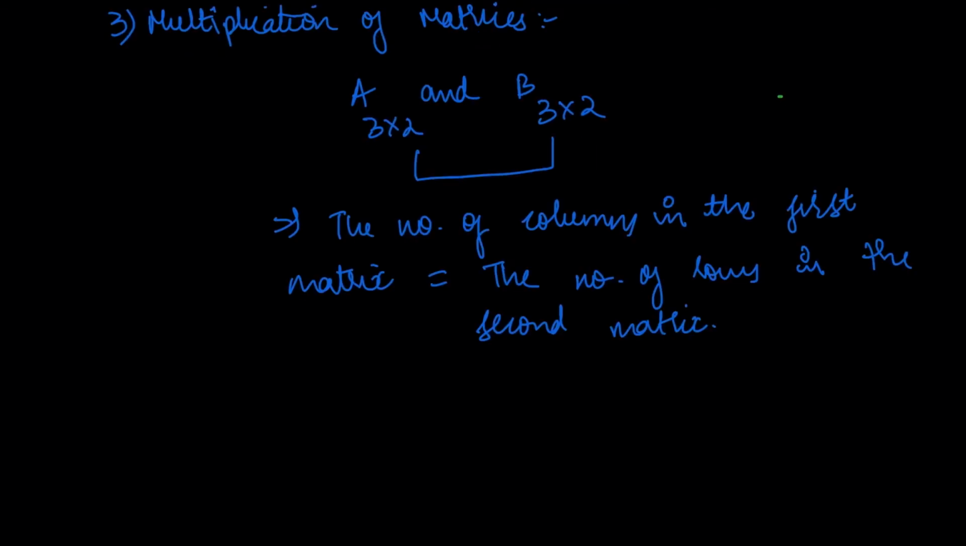So the matrix multiplication will only happen under a condition, and that condition is if the number of columns in the first matrix is equal to the number of rows in the second matrix. If you see here, the number of columns in the first matrix is 2, and the number of rows in the second matrix is 3. Since 2 is not equal to 3, the matrix multiplication of A and B is not possible.